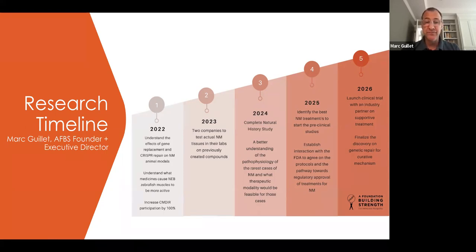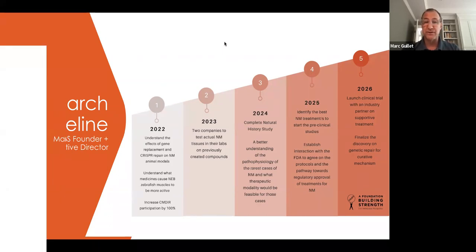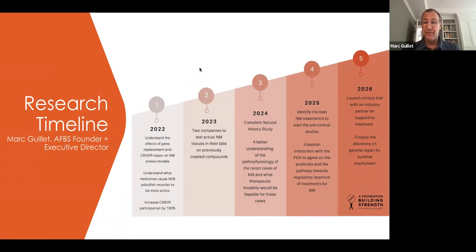In a few years, we hope to complete the natural history study to have all the data and details we need for the FDA to be able to approve a clinical trial, a clinical study. We also hope to have a better understanding of the pathophysiology of the rarest cases of NM and what therapeutic modality would be feasible for those cases.